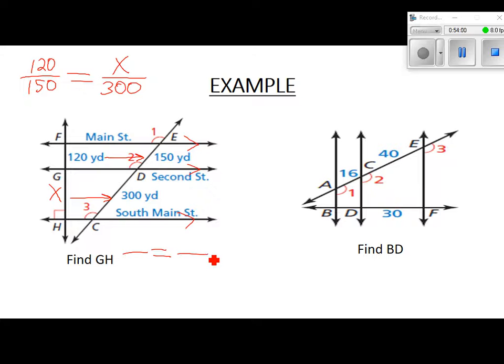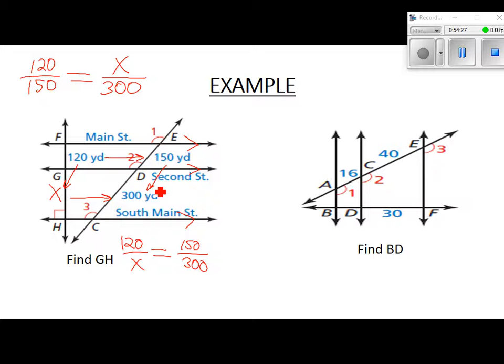So we could do what? 120 over X. Everybody agree with that? So now we're going here to here. And then what's the other one going to be then? 150 over 300. Now sometimes you set them up a little different and it might make it a little easier. Because Hunter looks at this 150 over 300. Does he notice anything? It's half of it, isn't it? 150 is half of 300.